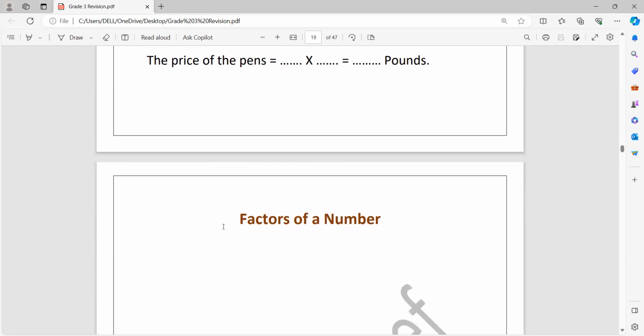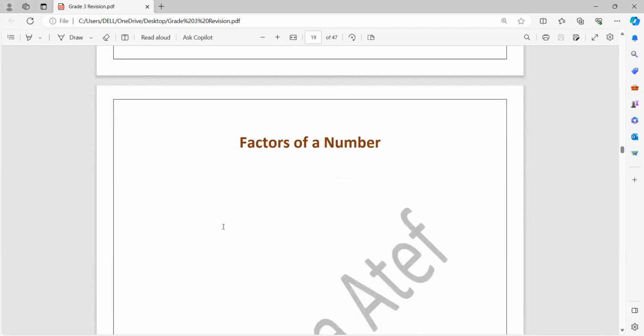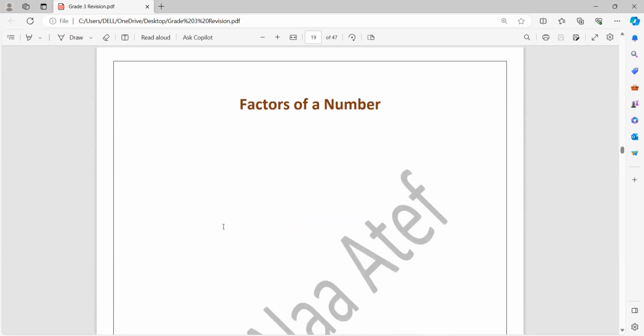So this is the story problem in multiplication. What about here? We have a lesson called factors of a number. Can you remember what the factors are?